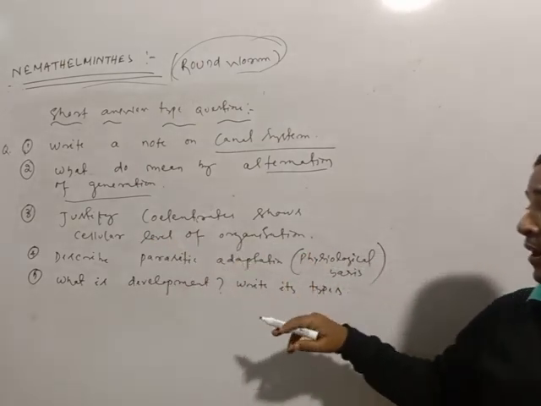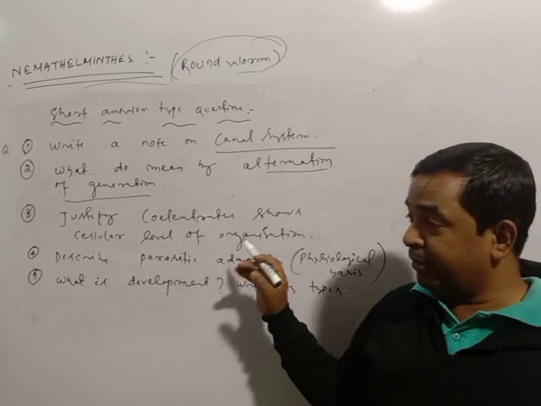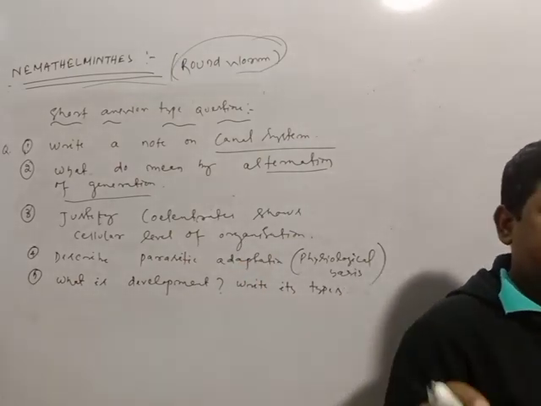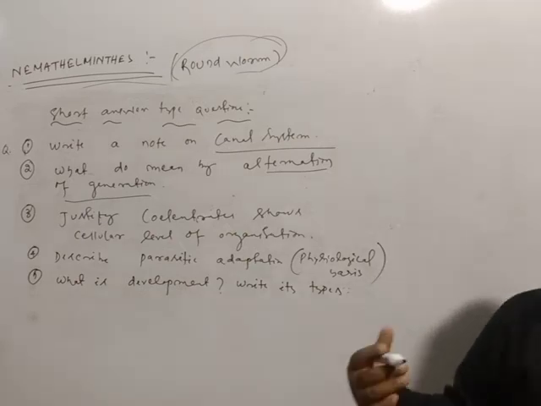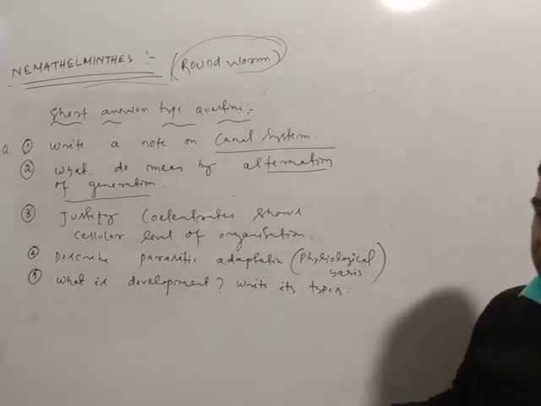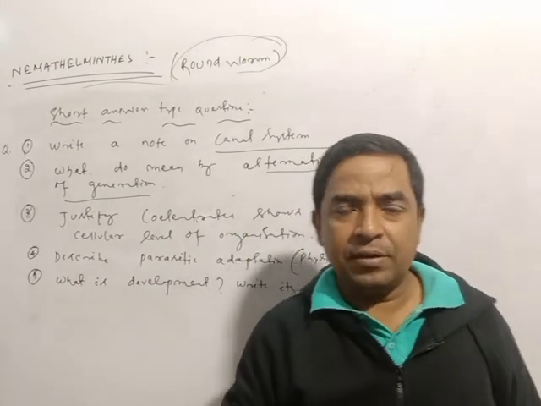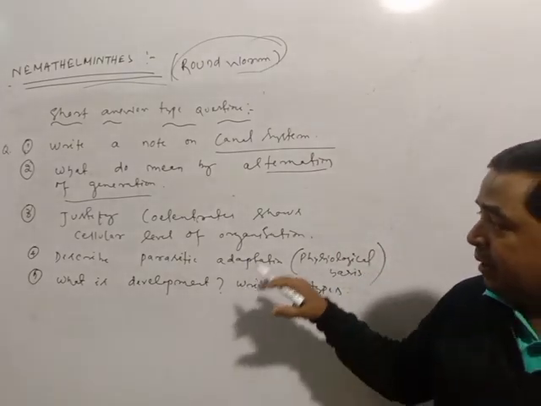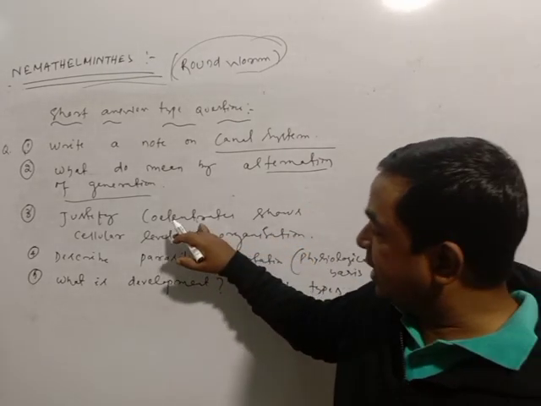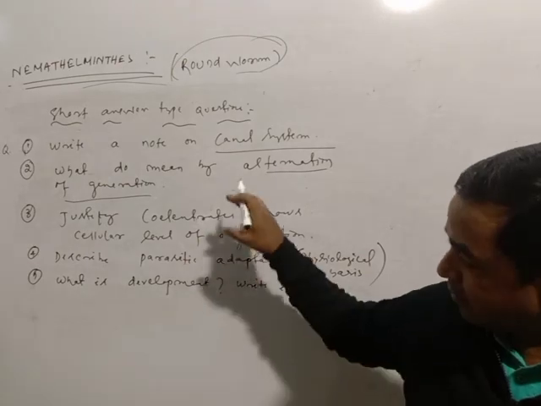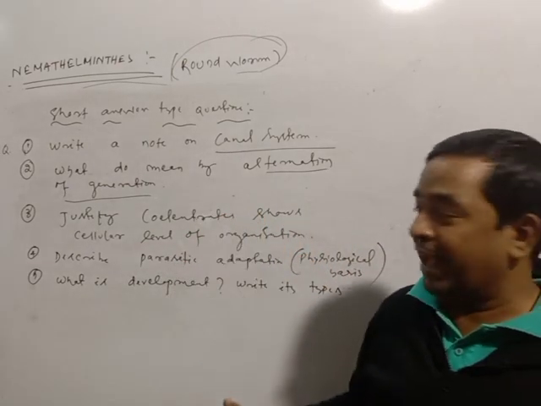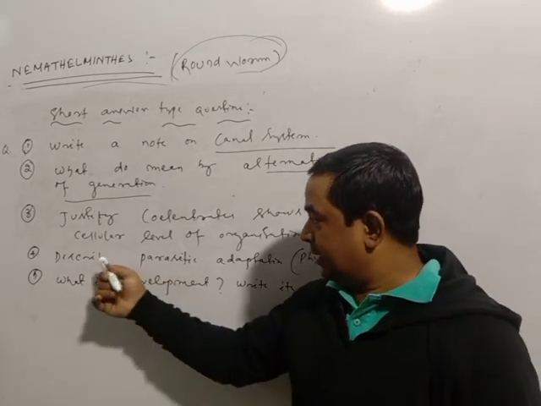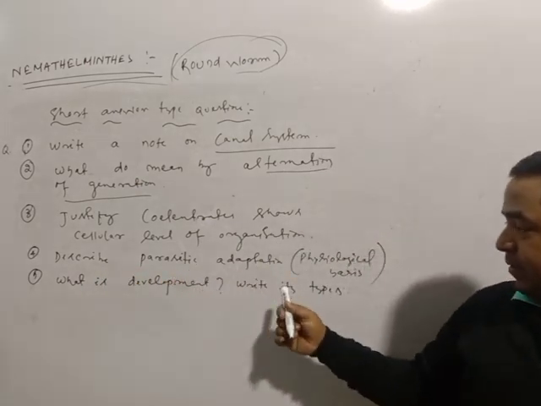Justify cylinders show cellular level of organism. What are the different levels of organism? Protoplasmic level, cellular level, organ level, organ system level of organism is there. And how in the case of cnidarians, or cylinders, the cellular level of organism takes place, you have to explain.